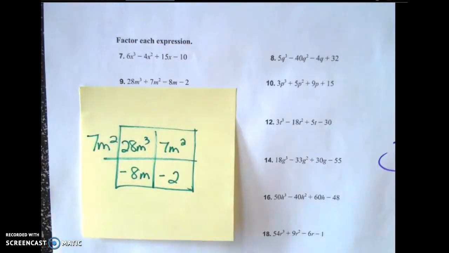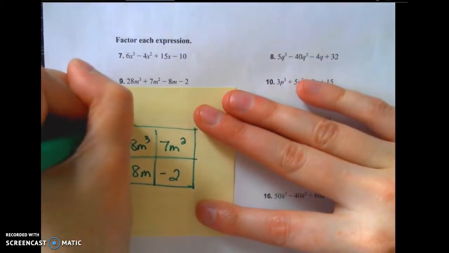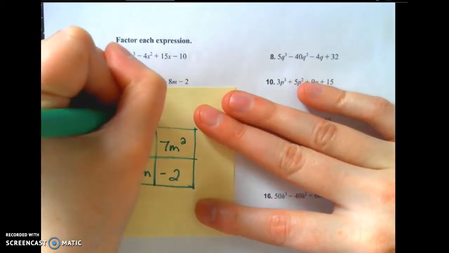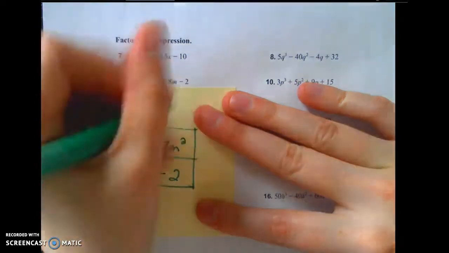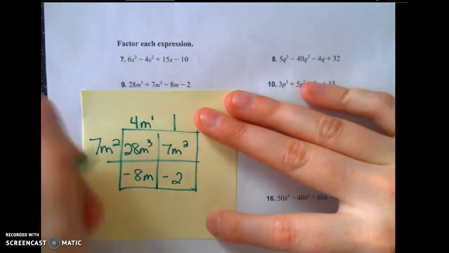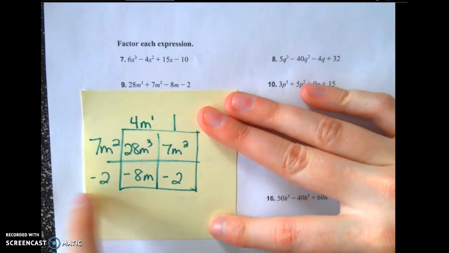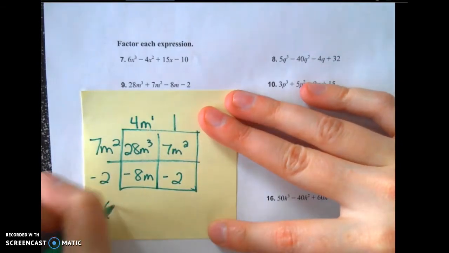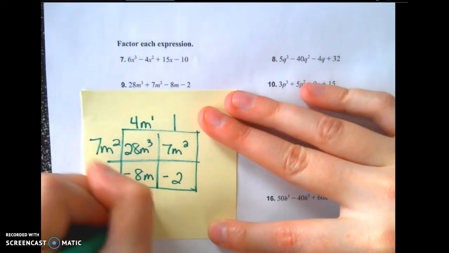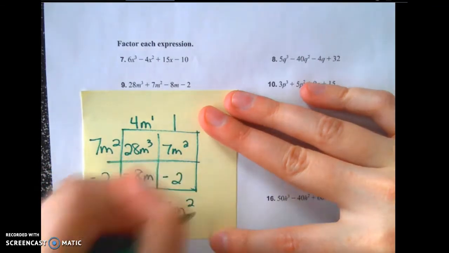So what did I multiply 7m squared by to get 28m cubed? Well, 4m to the 1, if you want to put your 1. This I just multiplied by 1 to get the same thing, and this I multiplied by negative 2. And I can double check. 1 times negative 2 is negative 2. So my 2 factors are 4m plus 1 and 7m squared minus 2.